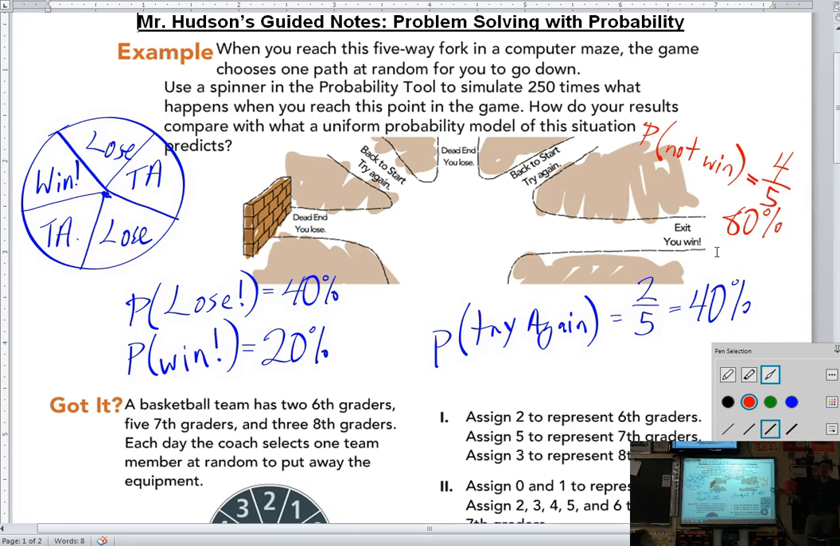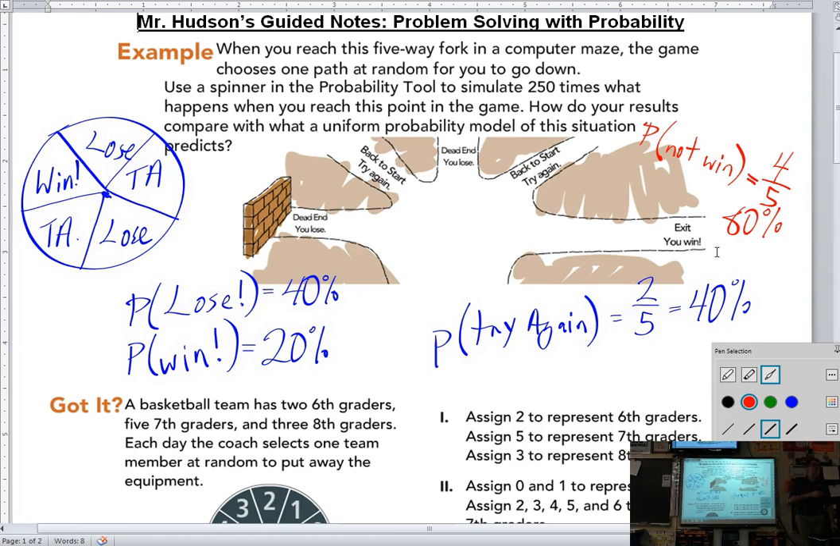But I really have an 80% chance that I don't win, that I either try it again or I automatically lose. So this is like you're either trying again or automatically losing. So whether I look at each of these three, and they add up to 100%, or these two, probability of winning or just not winning, those would also add up to 100%.